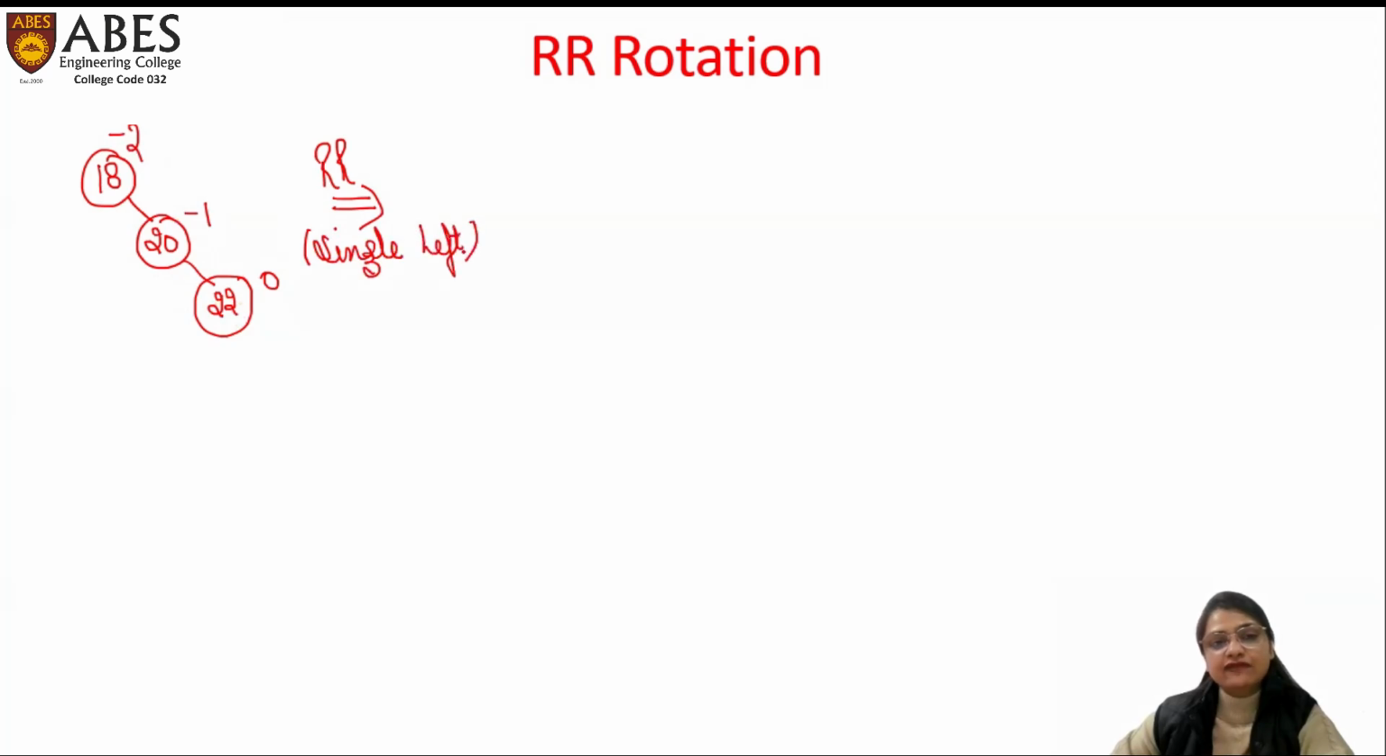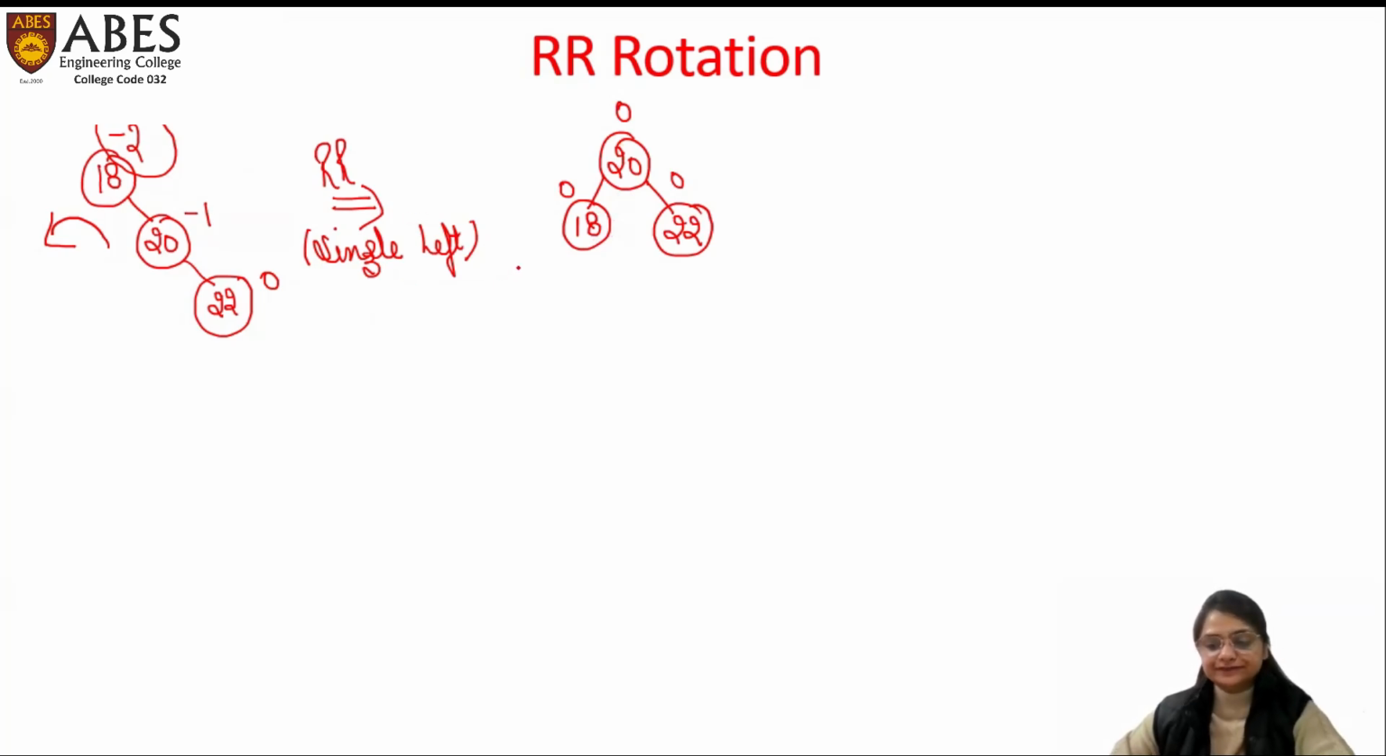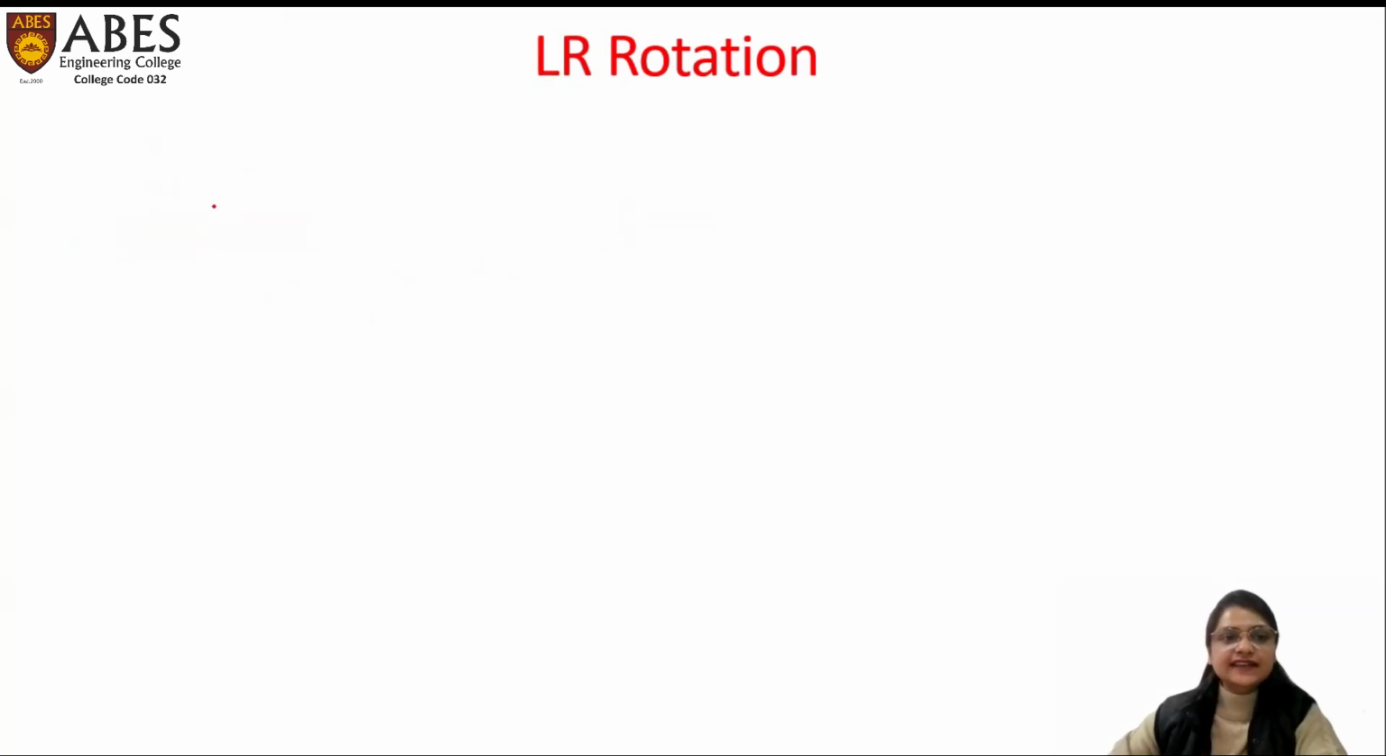But at which point do we have to perform a single left? Where it is unbalanced. It is unbalanced at this point, so we perform a single left rotation at this node, which is 18. Then it will look like this: 20, then 18, and then 22. Again, we check whether it is balanced or not by calculating the balance factor of each node. So this type of rotation is known as RR rotation or right-right rotation, in which we perform a single left. Okay. The next rotation is left-right rotation.